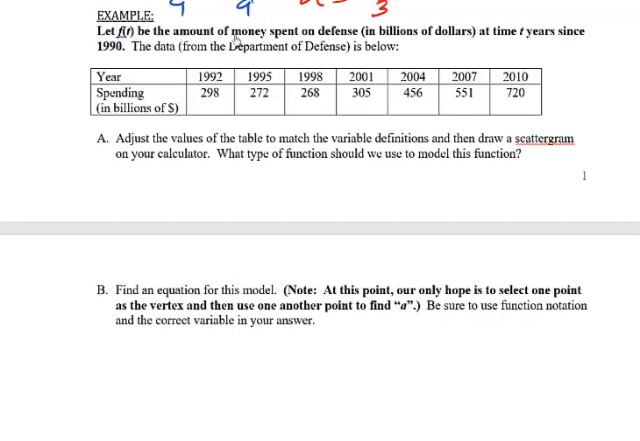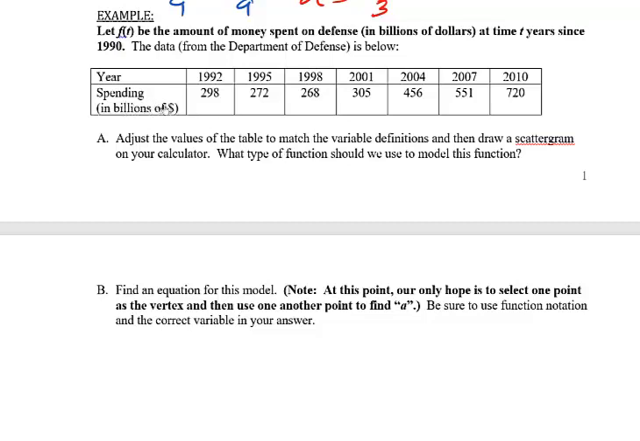F of t stands for the amount of money spent on defense. I think this is national defense in billions of dollars. T is the number of years since 1990. I think this is actually real data here. As usual, letter A says we may have to adjust the data to match the variable definitions.